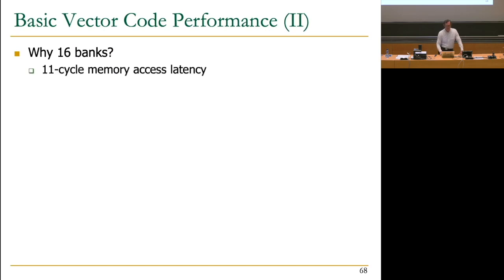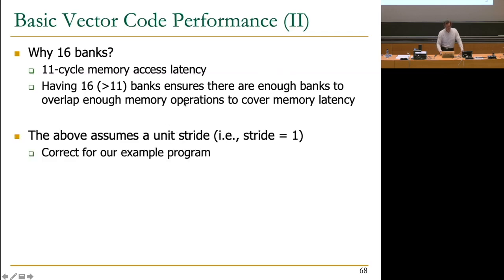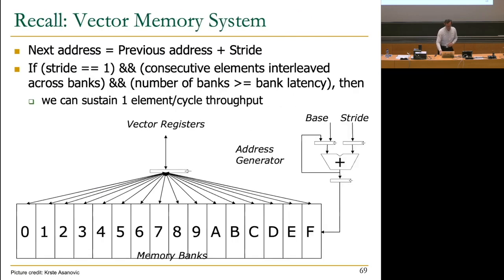Hopefully this is clear right now. We have an 11 cycle memory access latency. Having 16 banks ensures that there are enough banks to overlap enough memory operations to cover the memory latency. And the above assumes unit stride. Basically, that's what we're assuming, and this is correct for our example program. If stride is greater than 1, then how do you ensure you can access 1 element per cycle when memory latency is 11 cycles? Well, then you need to be more careful. We're going to get back to that.